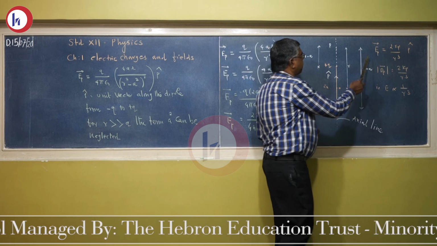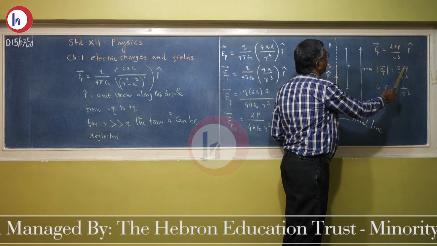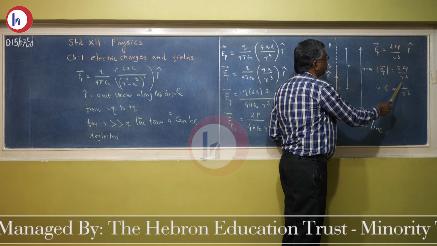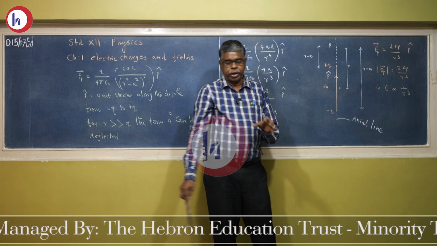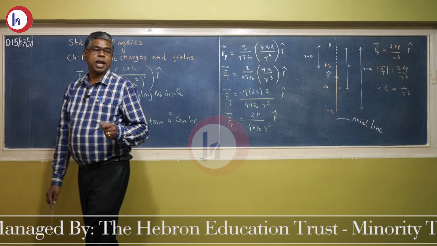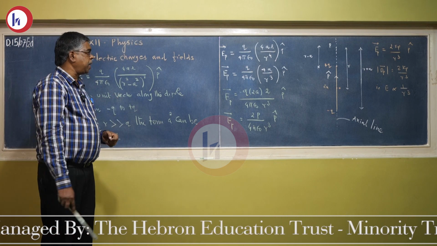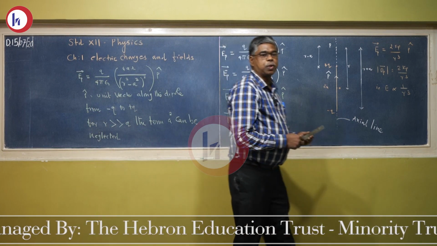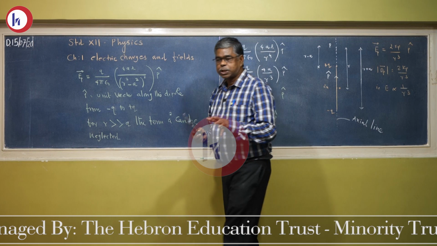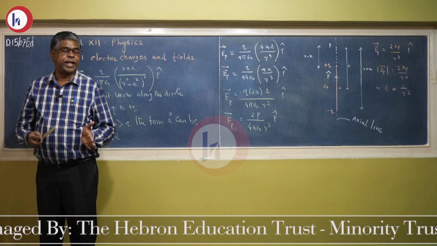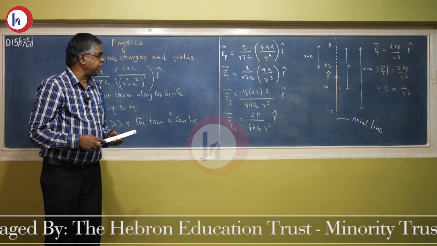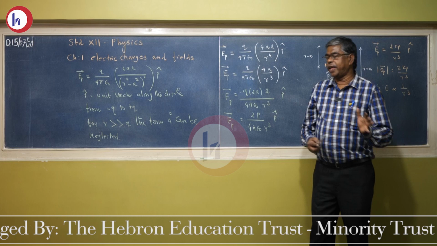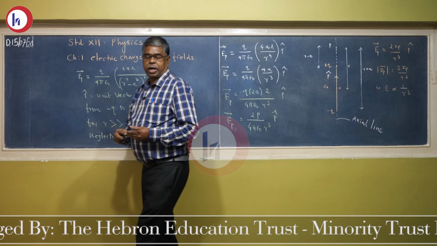So if we take the modulus of the electric field vector, we will get 2kp upon r cube. That means the electric field is proportional to 1 upon r raised to 3. You know, in the case of point charges, the electric field at any point is given by E equal to kq upon r square. That means the electric field is proportional to 1 upon r square. But in the case of a dipole, the electric field is proportional to 1 upon r raised to 3. This is the difference between the electric field due to a point charge and the electric field due to a dipole.